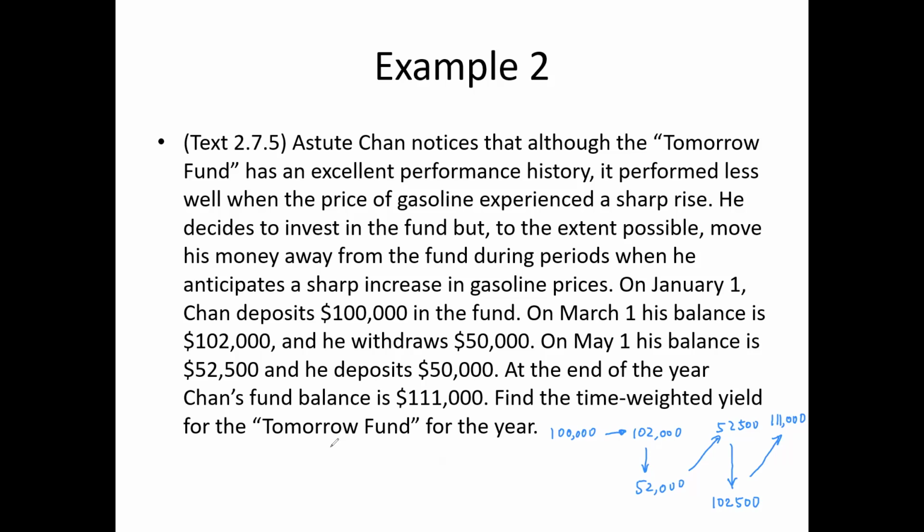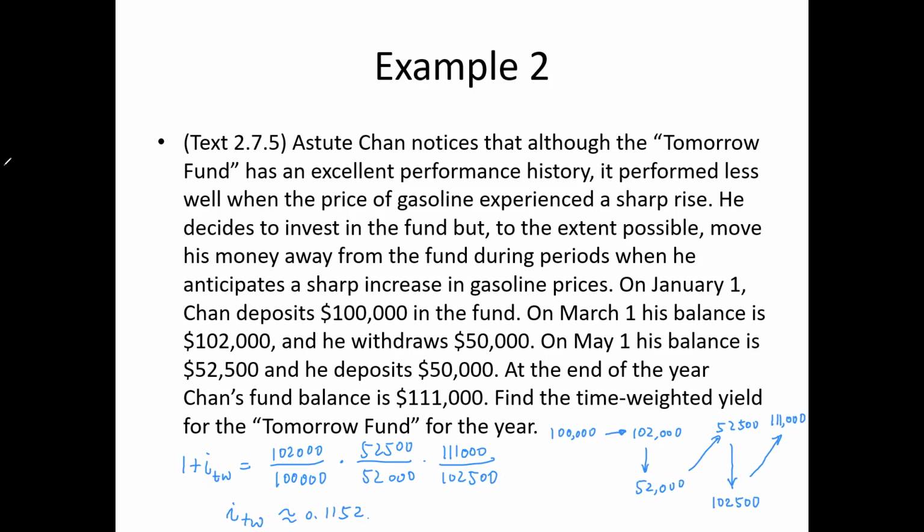The time weighted yield is actually the fund's performance. It eliminates the customer's involvement. So this is actually for the fund. It's just 1 year, so you don't need to do the conversion. So 1 plus I, TW, time weighted, equals 102,000 over 100,000, and then you multiply by 52,500 over 52,000, and then 111,000 over 102,500. You calculate it out, so I TW, annual, is about 0.1152.